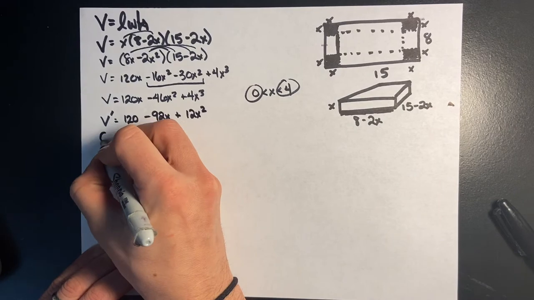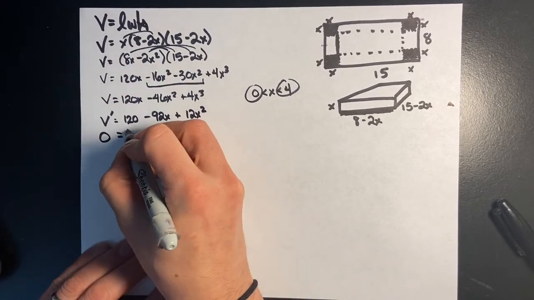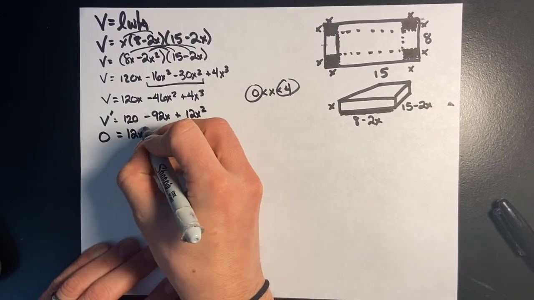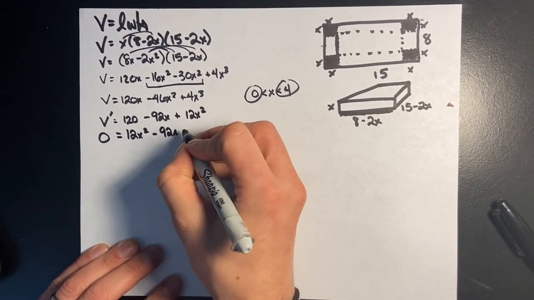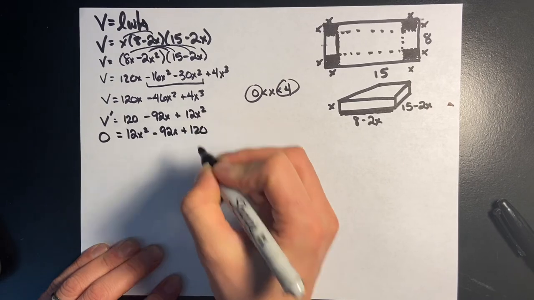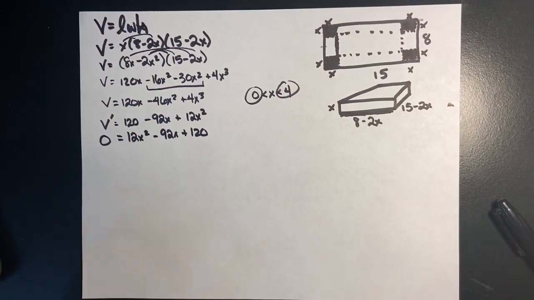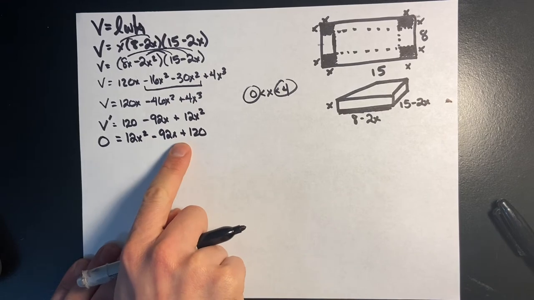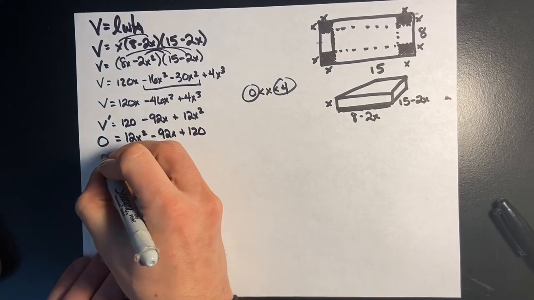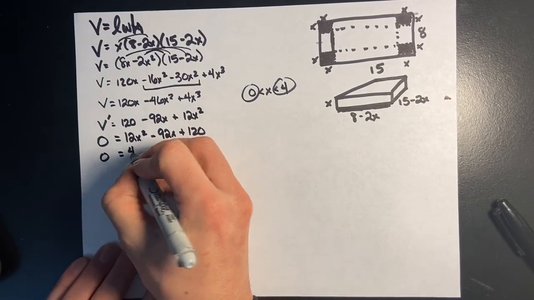Set it equal to 0. Let me rearrange it so it looks like a quadratic: 12x squared. It is a quadratic, but I want it to look like something factorable, because I'm going to factor something out. I can't bring out a 12, but I can bring out a 4. So I can bring a 4 out.